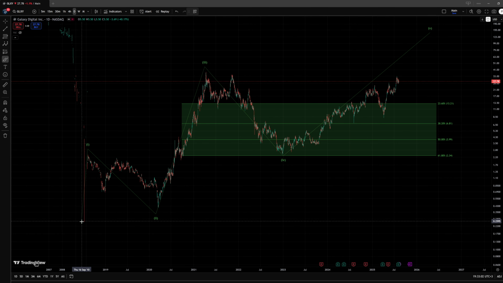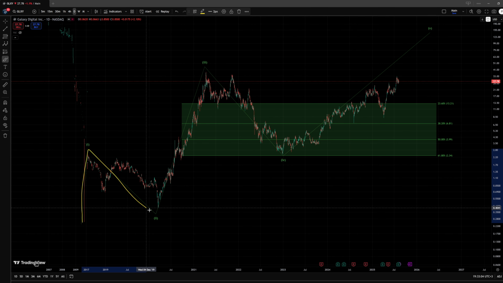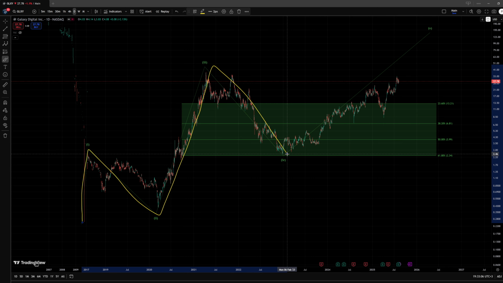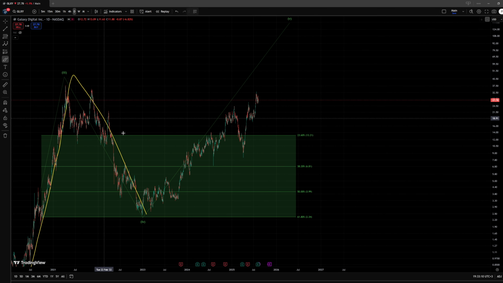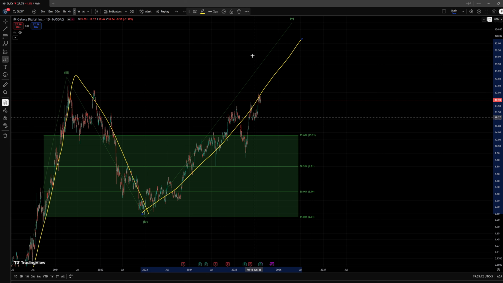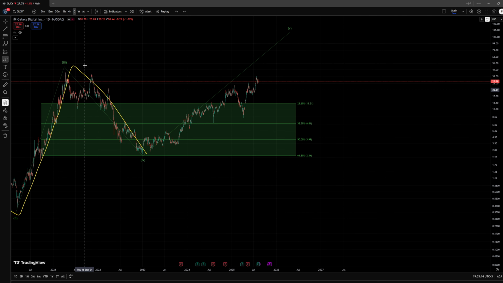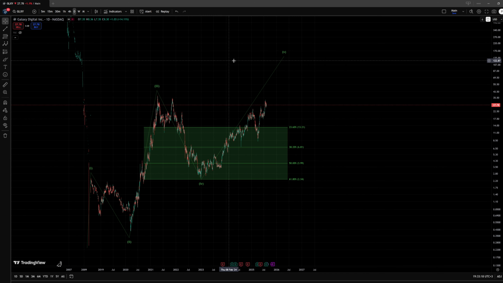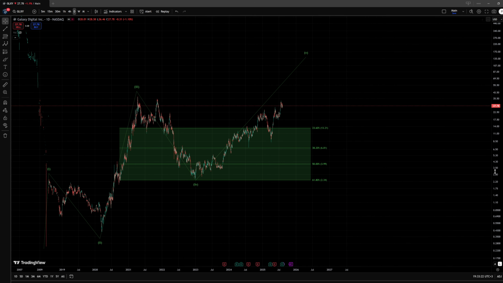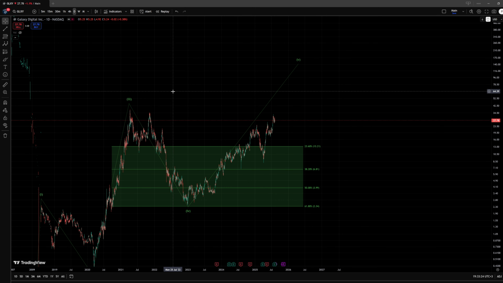Otherwise, I would need to consider this as a 1-2-1-2 setup, and then I could see a 5-wave move forming in this area. But otherwise, in the green scenario, and until we actually have more structural data, it is hard to tell in which scenario we would be. So we will focus on the green scenario for now.